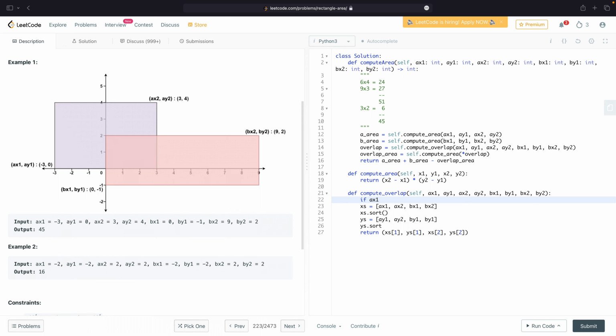If ax2 is less than bx1, or ax1 is less than bx2. So if ax2, this thing here, is less than bx1, this thing over here, that means the red is entirely shifted to the right of the purple box, or the purple is entirely shifted to the left of the red box, then there's no overlap.